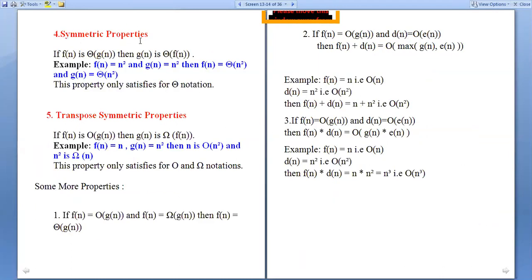Now see the symmetric properties. If f of n is theta of g of n, then g of n is theta of f of n.